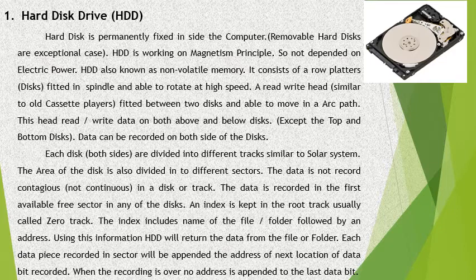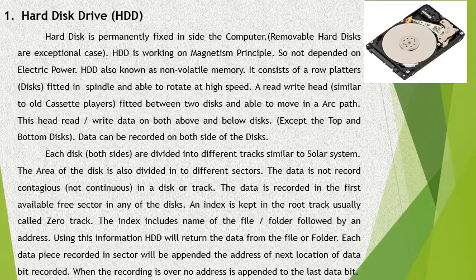A read-write head, similar to old cassette players, is fitted between two discs and is able to move in an arc path. This head reads or writes data on both sides, above and below, of the disk, except the top and bottom disk. Data can be recorded on both sides of the disk. Each disk is divided into different tracks similar to the solar system. The area of the disk is also divided into different sectors.